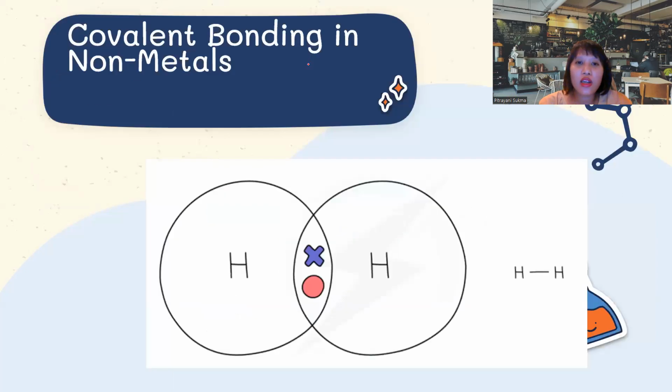So when hydrogen and hydrogen make covalent bonding, they can share one electron each. So each of them has 2 electrons in the first electron shell, so they become more stable. So this is how they can share electrons, become more stable, and make the covalent bonding.